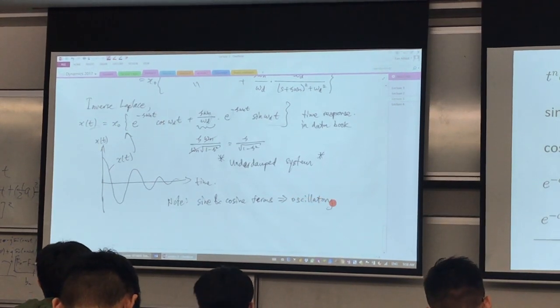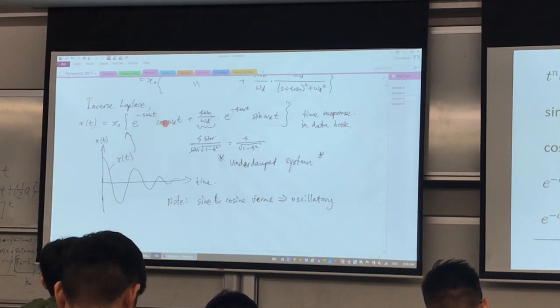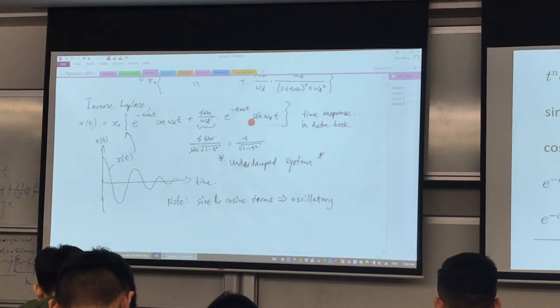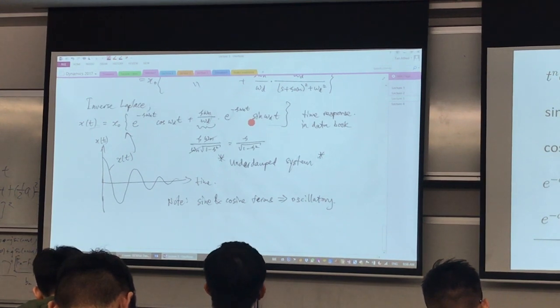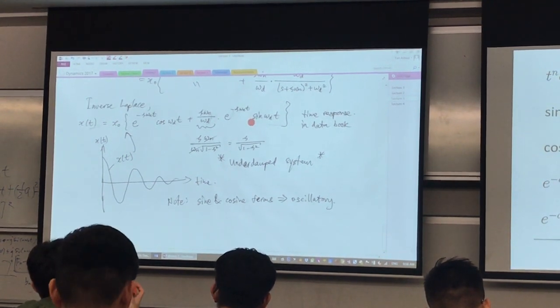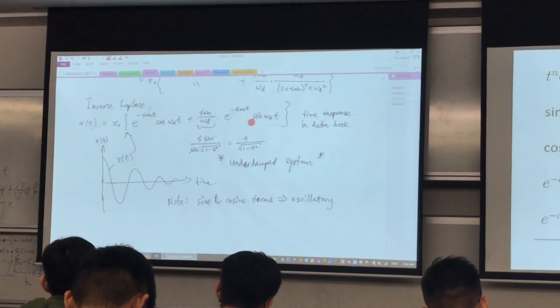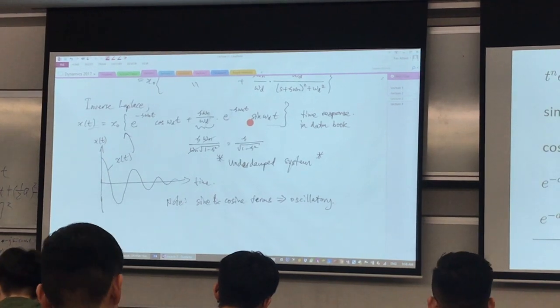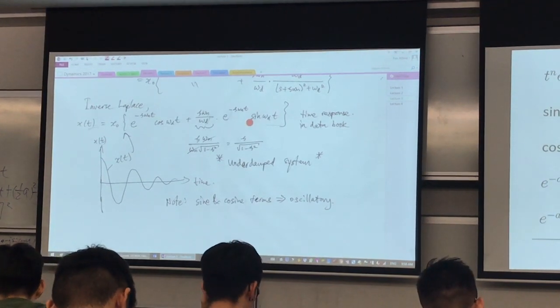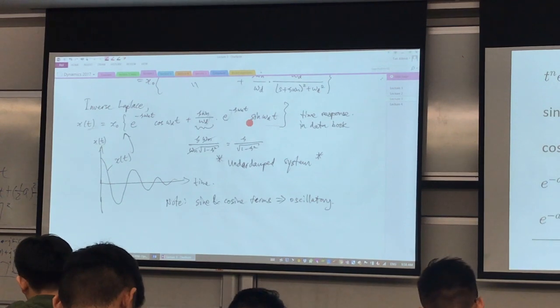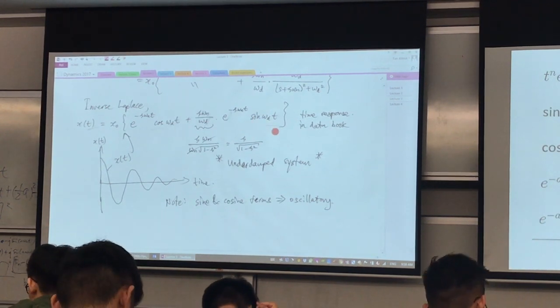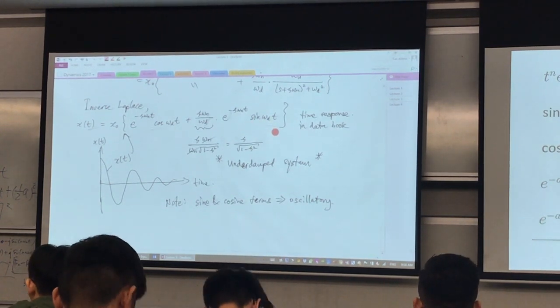What do I mean by that? The fact that there's a sine and cosine term means that the motion is oscillatory. Because if you sketch a sine graph, it's just oscillating. The cosine graph is also oscillating. So that sine and cosine term inside this expression means that they are oscillatory.